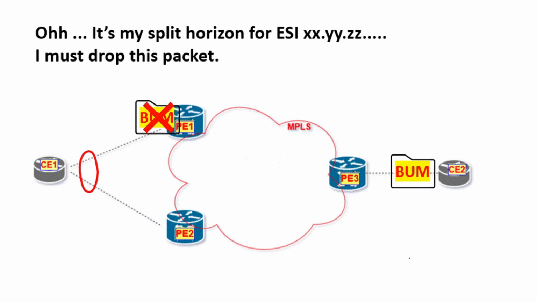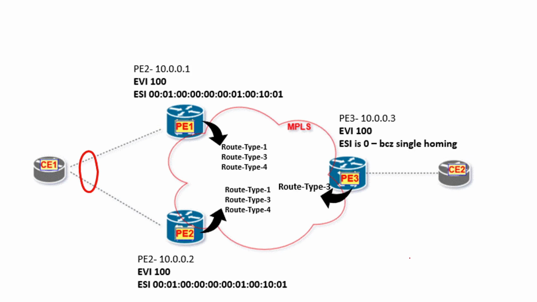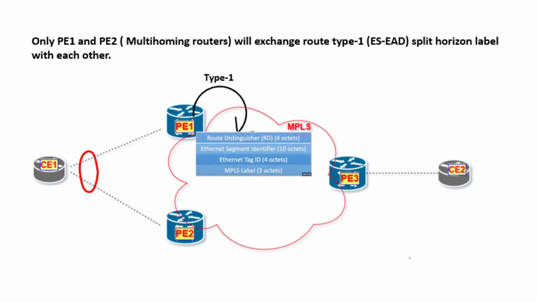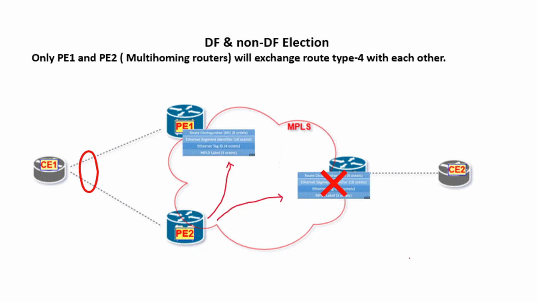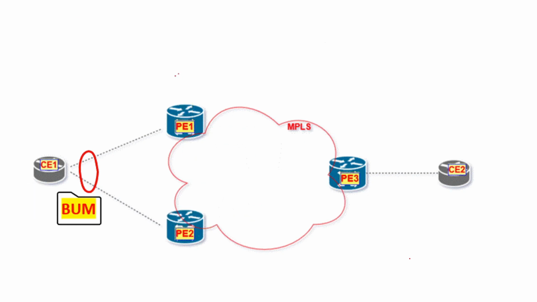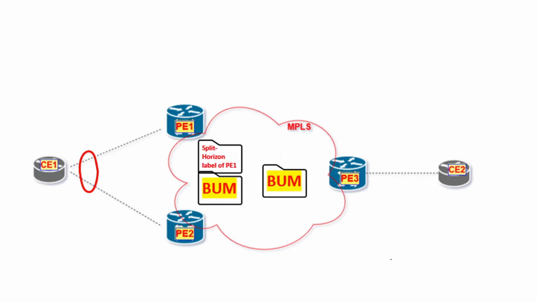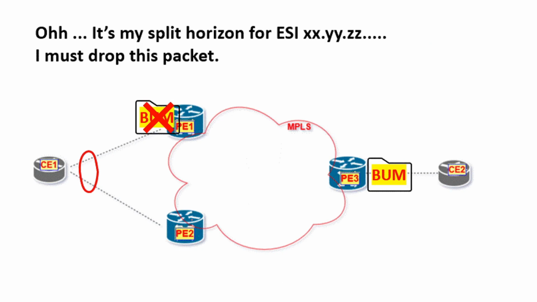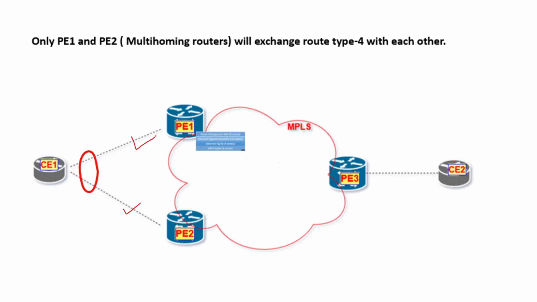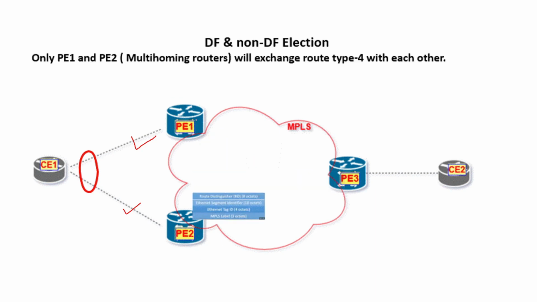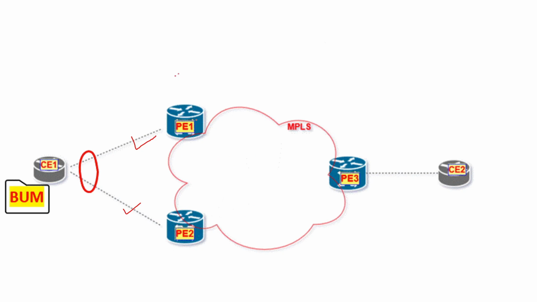So EVPN solves that challenge using the Ethernet auto-discovery route type, that is route type 1. In route type 1 we have two variants, one is ES-EAD and one is EVI-EAD. ES-EAD is generally used for the split horizon label. So PE1 and PE2 will exchange ES-EAD with each other. It will have the ES information and their router ID information, so that they can forward the packet towards each other.